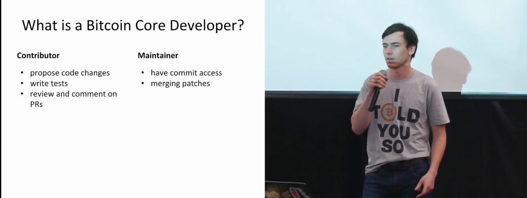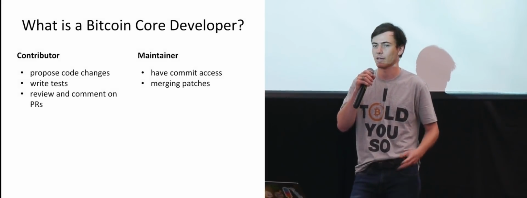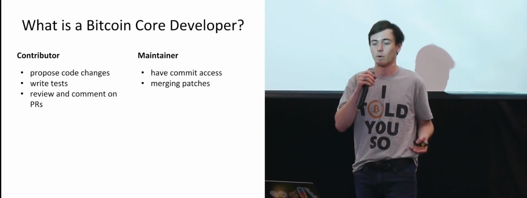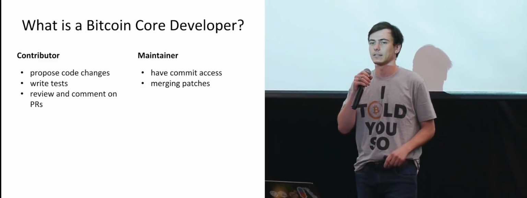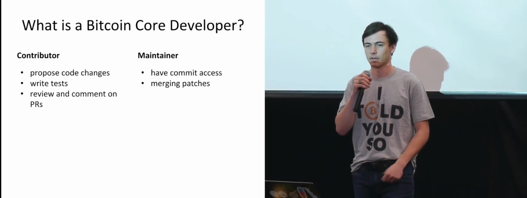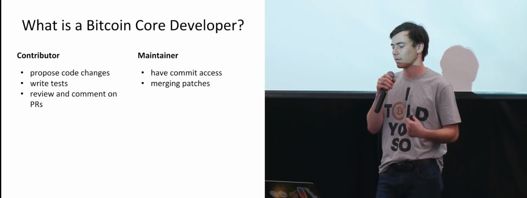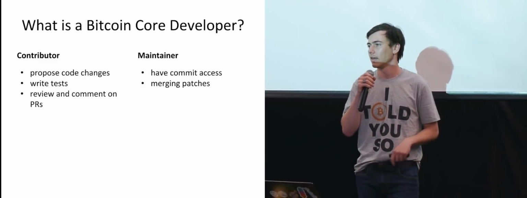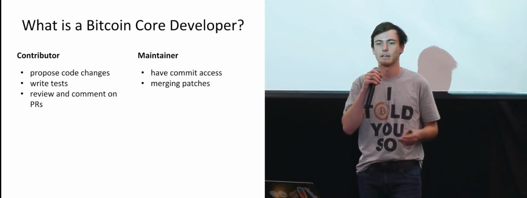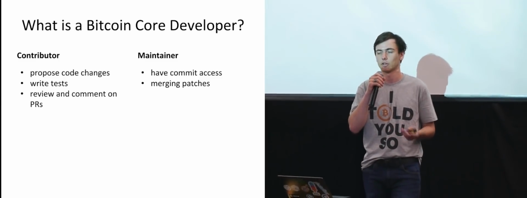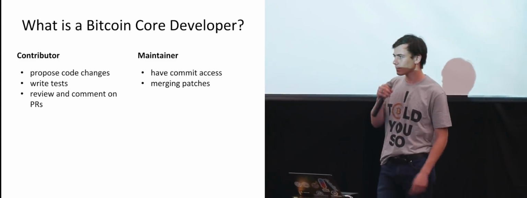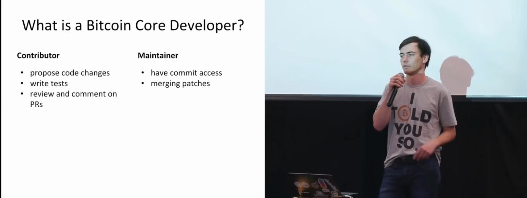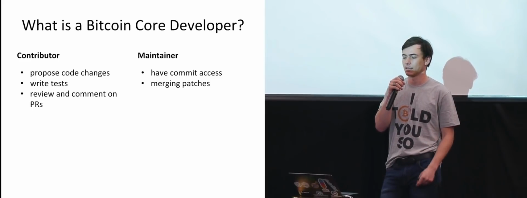So first off, you guys are all here to become a Bitcoin core developer, conceivably, or at least figure out what that means. So what is a Bitcoin core developer? There's two things that make you a Bitcoin core developer. You're either a contributor, which means that you're going to be writing code and suggesting that the reference client should include it. You might be writing tests, and you might also be reviewing and commenting on other PRs or doing general research and analysis on protocol changes. Then you could be a maintainer. A maintainer would be somebody like Vladimir, who's the lead maintainer. And this means that you have commit access.